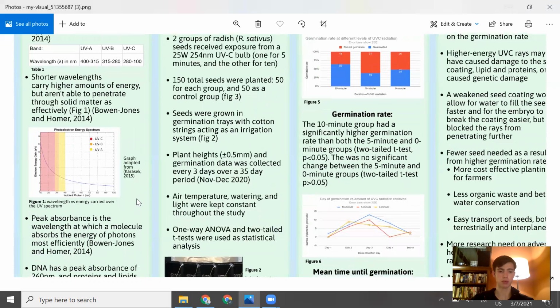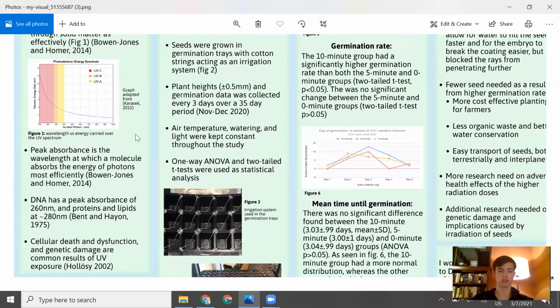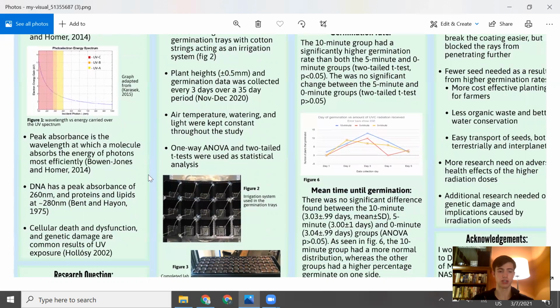Peak absorbance is the wavelength at which a molecule absorbs energy of photons most efficiently. DNA has a peak absorbance at around 260 nanometers, and protein and lipids are at around 280 nanometers. However, this varies with the exact protein and lipids, as their structure differs, and therefore peak absorbance does vary a bit. Cellular death and dysfunction, as well as genetic damage, are all common results of UV exposure of A, B, and C.